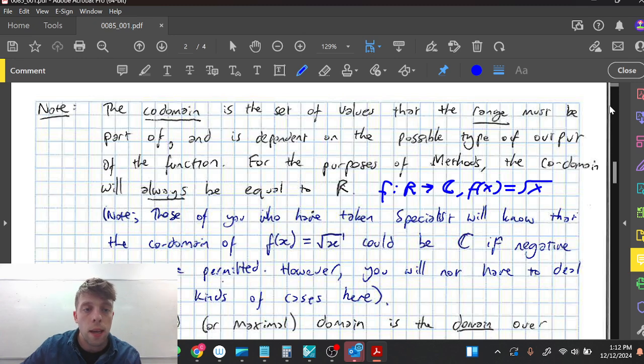The point that I'm trying to make here is, firstly, if you're confused about all this, for the purpose of methods, you will only ever see the codomain written as R. But basically, if you want a quick answer, it is just the list of numbers that are possible to accept as outputs. Again, you don't need to worry about this. It's just always R. Move on.